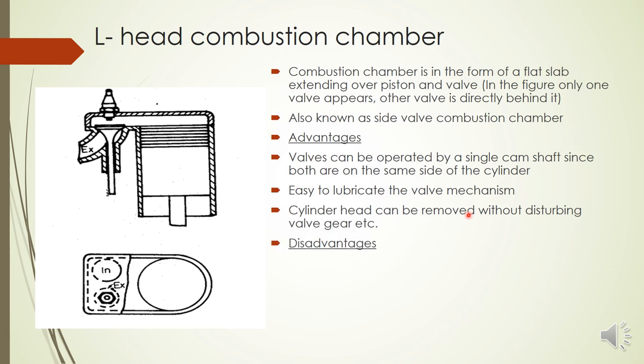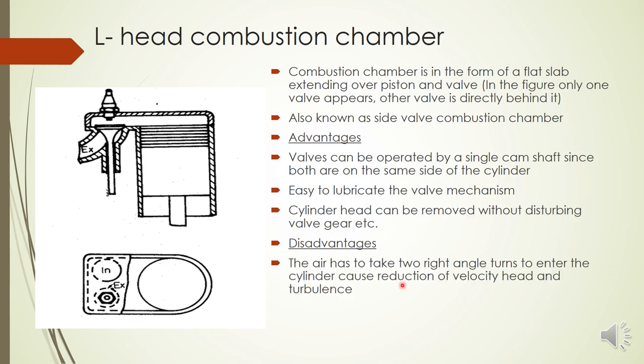But the disadvantage, the disadvantage of T-type is still here. That is, turbulence is very, very less. The air has to take two right angles to turn into the cylinder. You can see here the air coming in will first go in this direction, then again go in this direction. So it has to make a 90 degree turn while entering the cylinder. That will reduce the velocity and turbulence. So turbulence will be very, very less. That is another disadvantage of this.